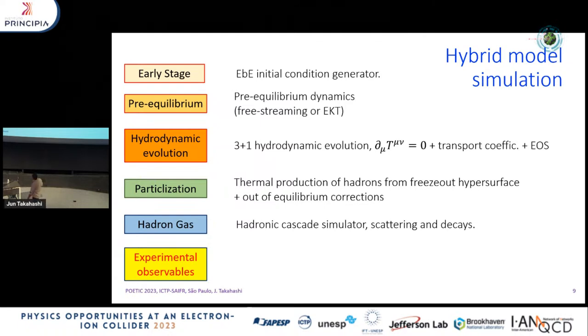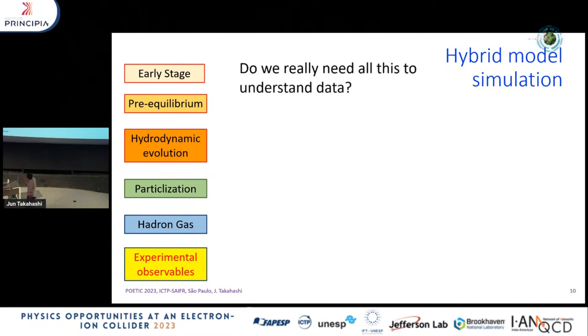And after all that, you have these particles produced on an event-by-event basis, and then you put them in a format that the experiments can analyze. And that's what we do, the entire chain. Do we really need to do all these different stages to understand what happens in a heavy ion collision? And the answer is yes.